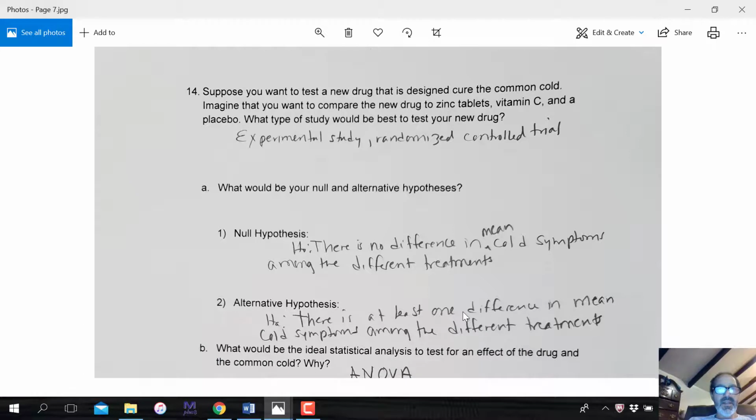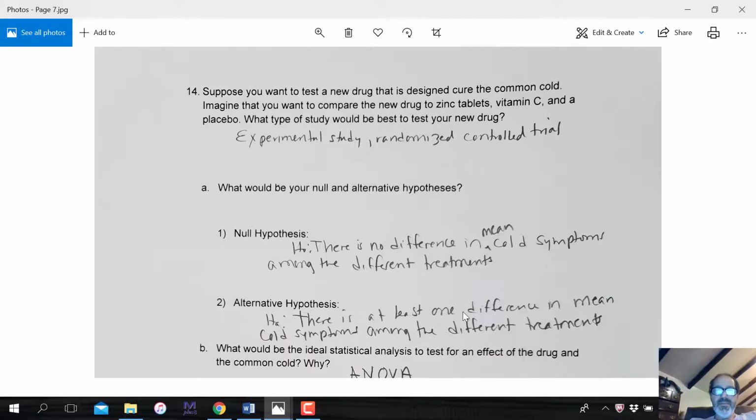Yeah, this is it. Suppose you want to test a new drug that is designed to cure a common cold. Imagine that you want to compare the new drug to zinc tablets, vitamin C, and a placebo. What type of study is the best to test the new drug? Well, it would be an experimental study, a randomized controlled trial. You'd randomly assign individuals to any of those 4 conditions. The placebo means it's a sugar pill or some inert substance.